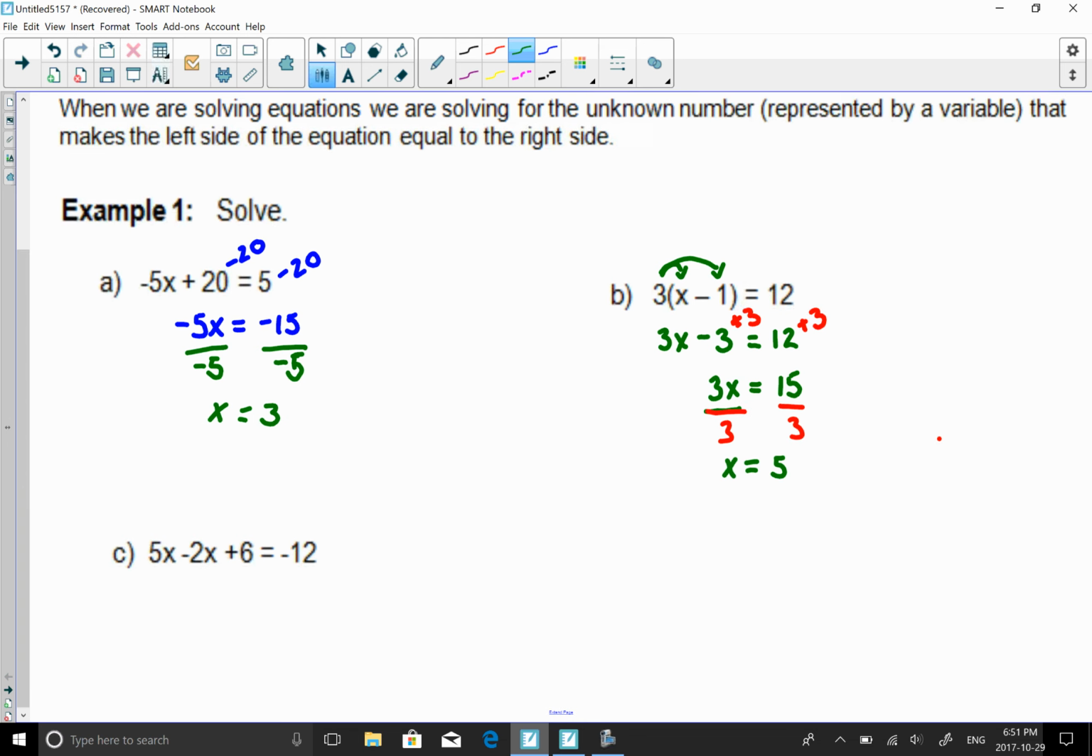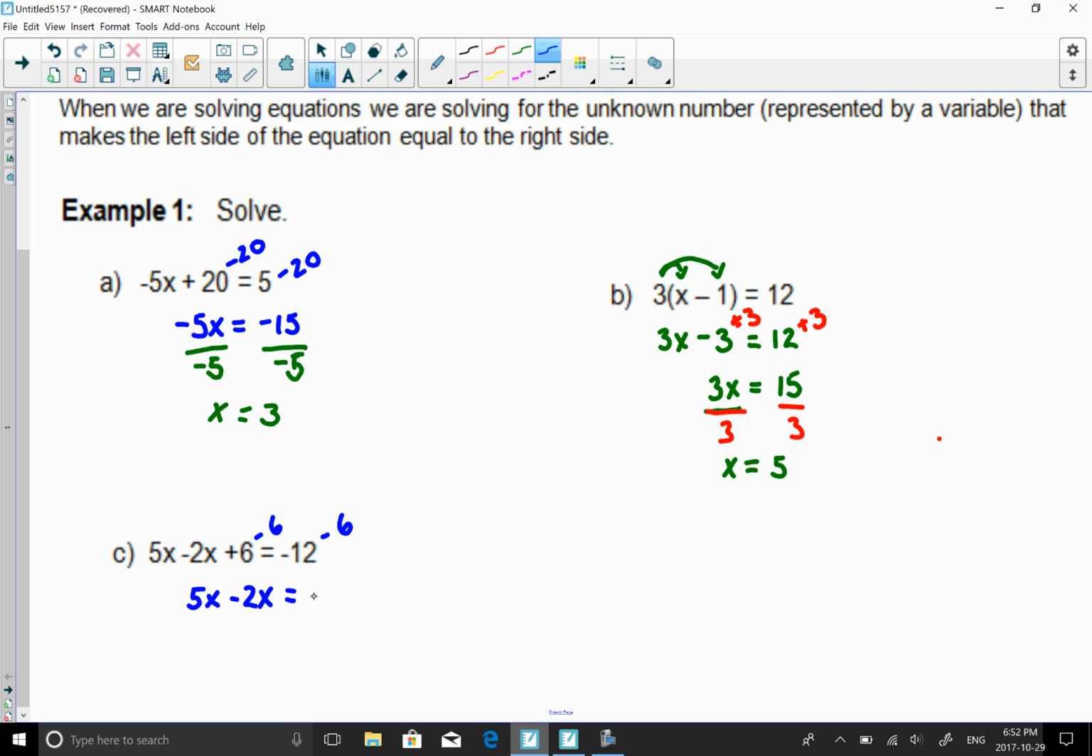Some more examples. So again, I want my x's on one side, numbers on another. So this number here, I want to get rid of it there. So I'm going to subtract 6 from this side because that's the opposite of positive 6. Then I have to subtract 6 from here as well. And then I can simplify my like terms. So let me just leave this as 5x minus 2x for now. That's 0.